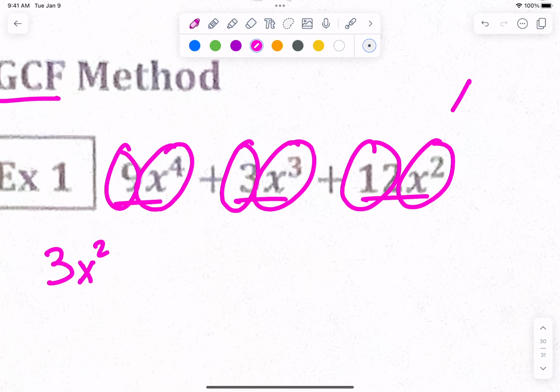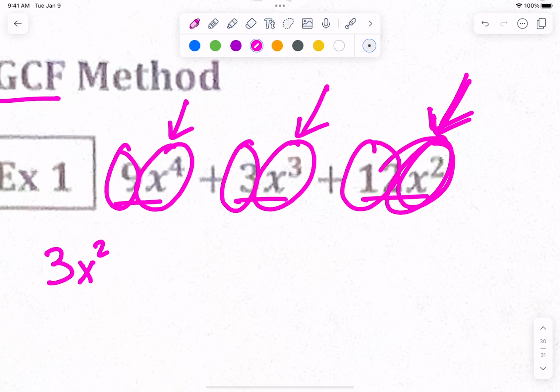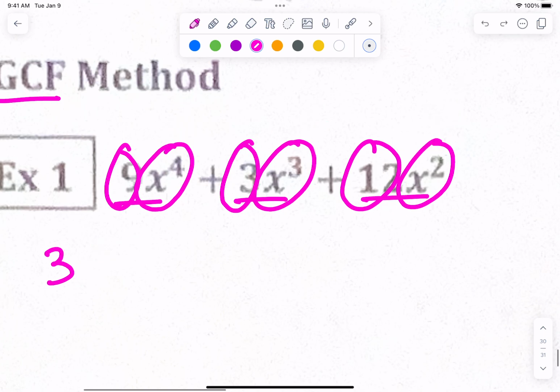I can't pull 3 of them because this one doesn't have 3 to give me, right? It's like this one has $4, this one has $3, this one has $2. I can take $2 from everybody, but I can't take 3 because this one only has $2, right? Okay? So 3x squared is the GCF. This is my GCF guy.